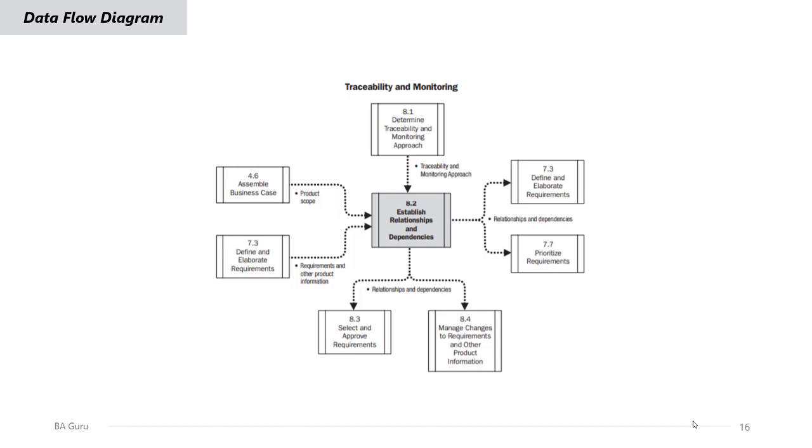The key output will be the relationships and dependencies. It will be used in the define and elaborate requirements process and in the prioritize requirements process. Also, it will be used in select and approve requirements and in manage changes to requirements and other product information.